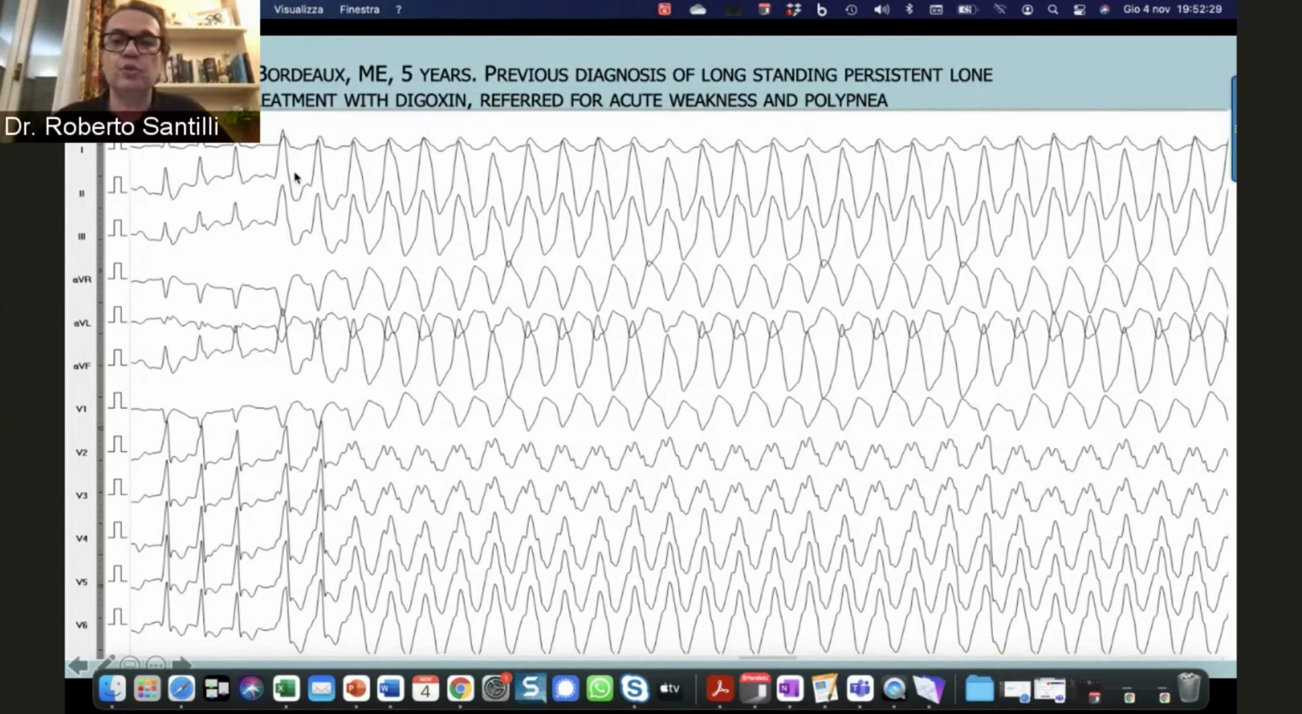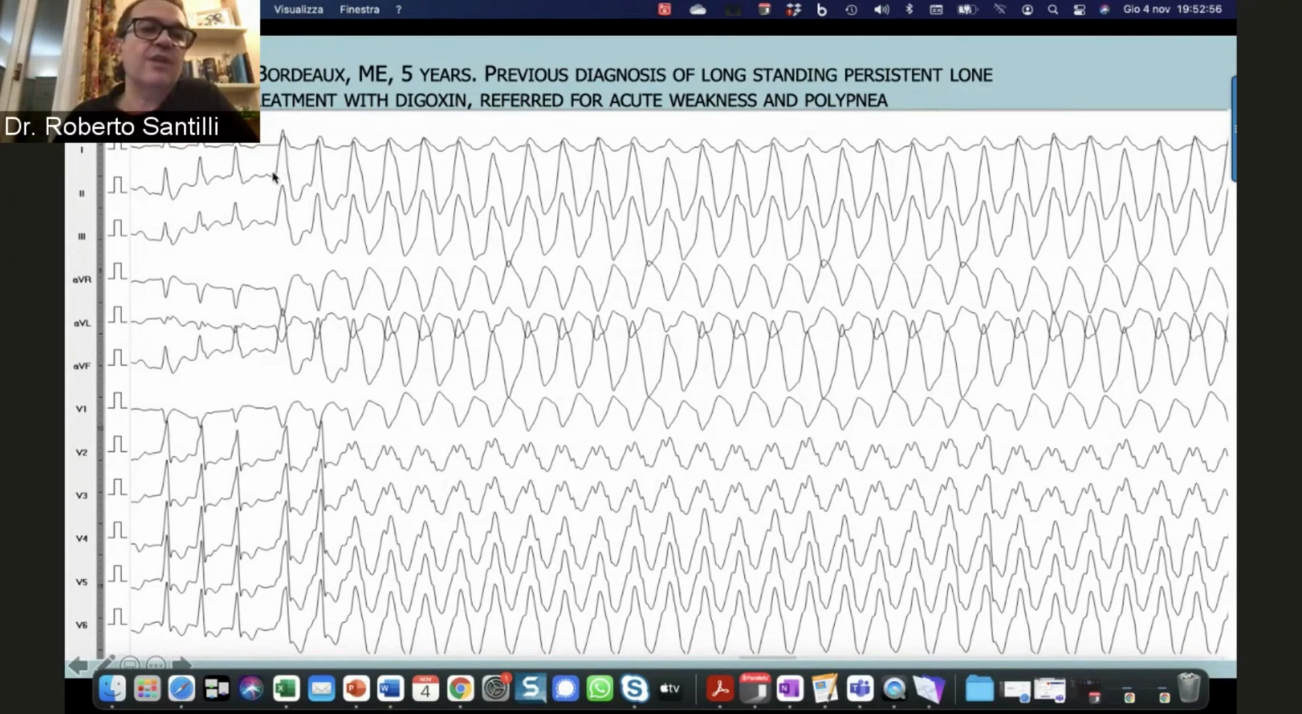So what do I have to do? I don't have P waves. The first thing to do to rule in ventricular tachycardia is to look for the presence of sinus P waves dissociated from the QRS complex. And this is not the case because we have AFib, so we cannot see that. So my second step is to look at the morphology of the QRS complex. And is this a left bundle branch block?